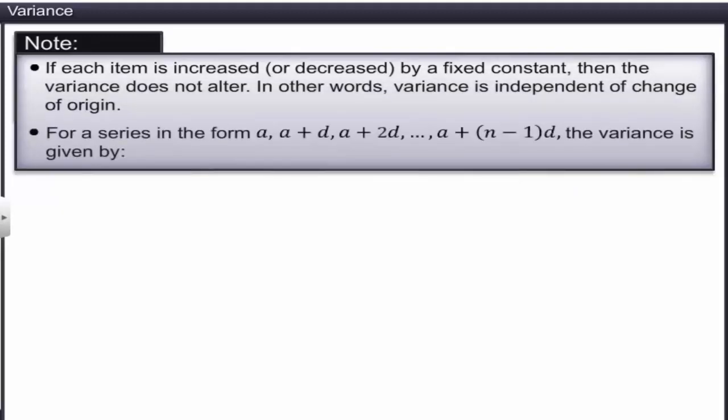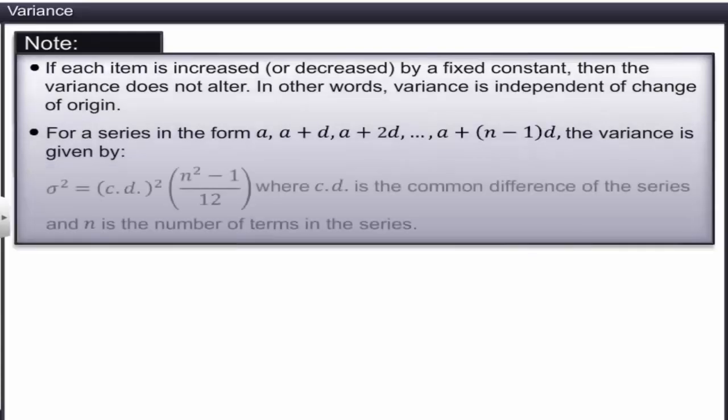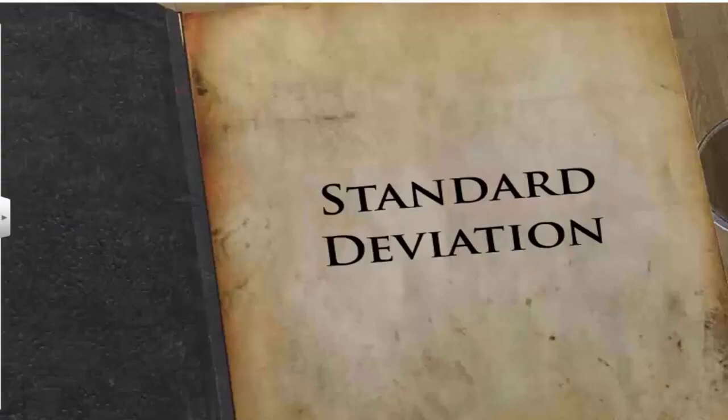For any arithmetic series, variance is equal to the square of the common difference multiplied by n squared minus 1, whole divided by 12. In this module, you will learn to find the standard deviation of grouped and ungrouped data.